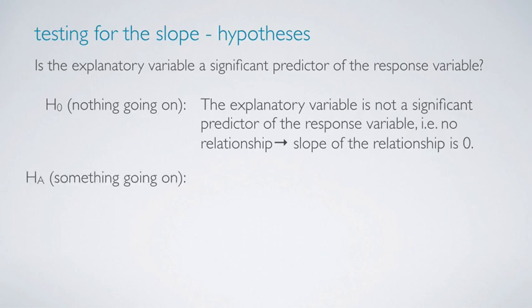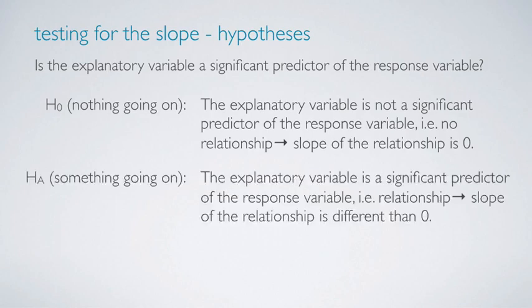The alternative hypothesis says that there is something going on, that the explanatory variable is a significant predictor of the response variable. In other words, there is a relationship between these two variables, and the slope of the relationship is different than 0. So in notation, our null hypothesis says that beta 1 is equal to 0. Remember, beta 1 was the population parameter for the slope, and the alternative hypothesis says that beta 1 is not equal to 0.